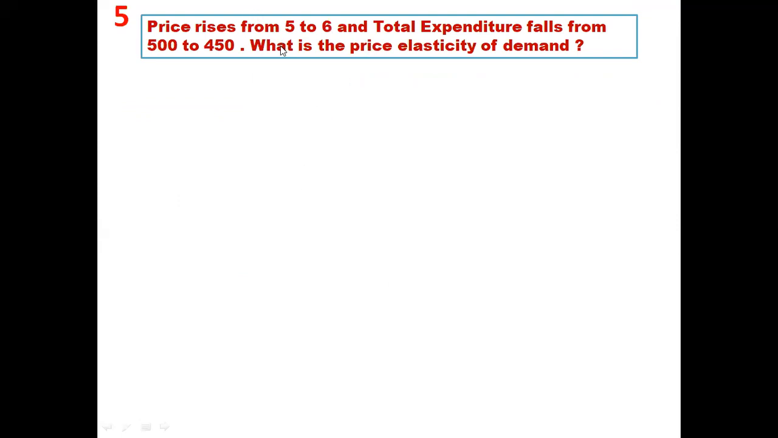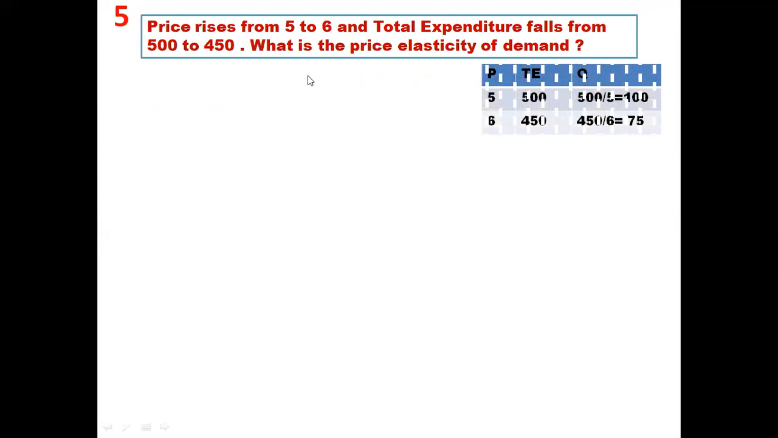Price rises from 5 to 6 and total expenditure falls from 500 to 450. What is the price elasticity of demand? So we have been given price as 5 and 6 and total expenditure has decreased from 500 to 450. So we have made a table. Now we know total expenditure is P into Q. So if we divide total expenditure by P, we get Q. So 500 by 5 gives us Q 100. Similarly, 450 by 6 gives us new quantity 75.